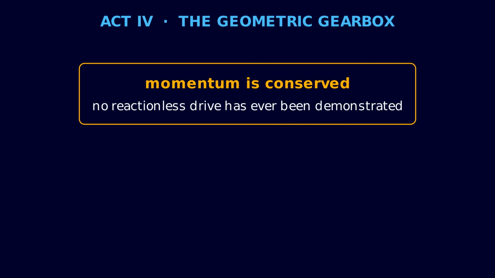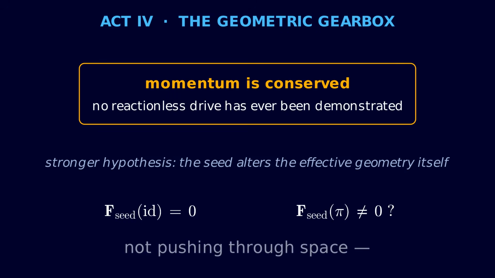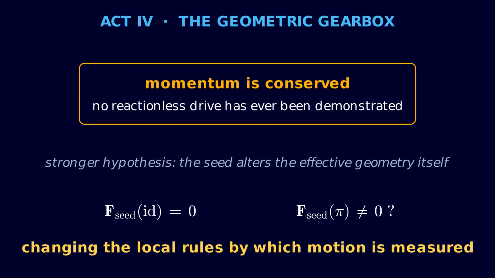For a closed system in flat spacetime, internal Casimir forces obey momentum conservation, and no reactionless drive has ever been demonstrated. The stronger hypothesis is that the seed does not merely redistribute force inside a fixed background. Its sheets and seams alter the effective geometry through which the whole craft moves. The seed is not pushing through space. It is changing the local rules by which motion is measured.